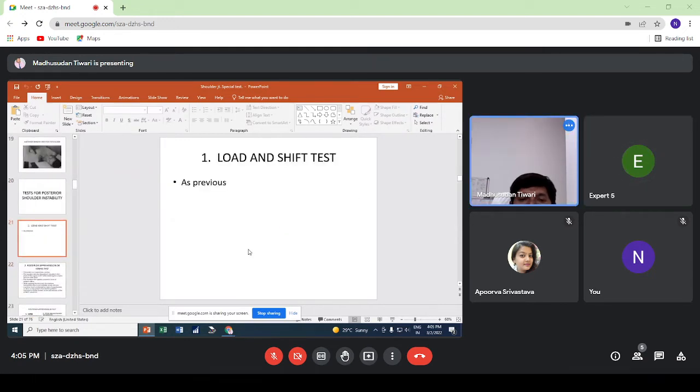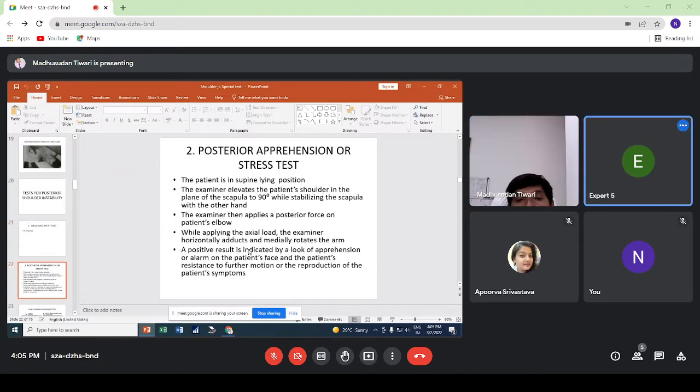Sorry, this is the posterior load and shift test.